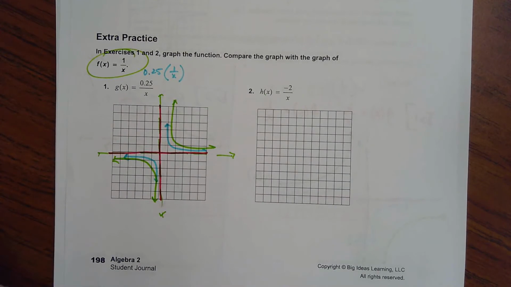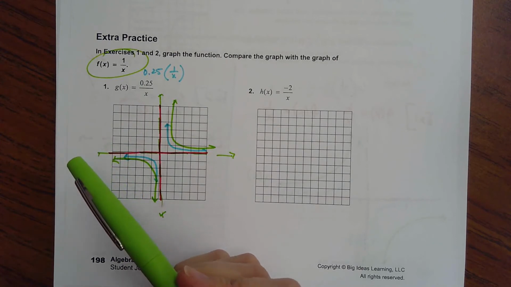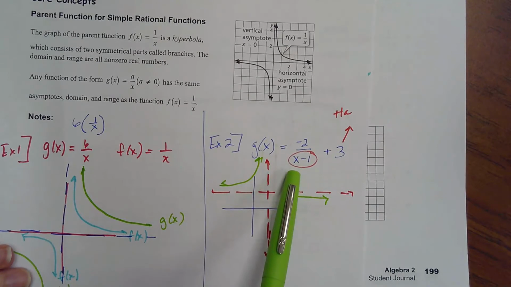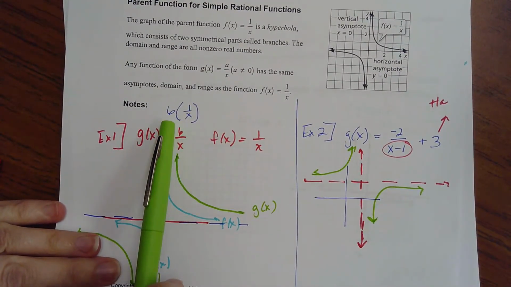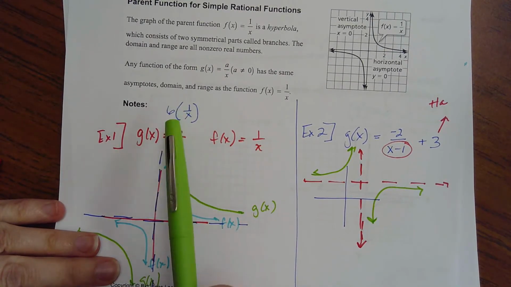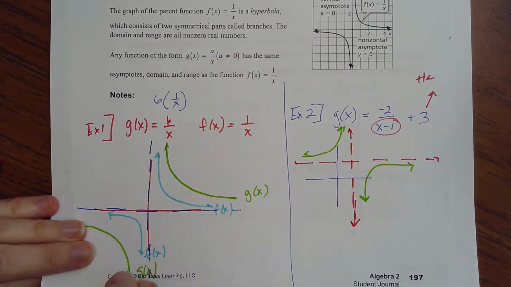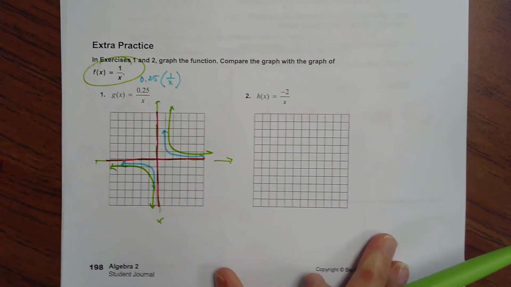So if it's a vertical shrink, in this case the 1/4, that number out in front is going to cause my graph to be closer to the x-axis. Remember in the example I gave you over here, the 6 was your vertical stretch because it was a whole number, whereas 1/4 would be a vertical shrink. So if it's a vertical stretch, it's further away from both axes, and if it's a vertical shrink, it's closer.